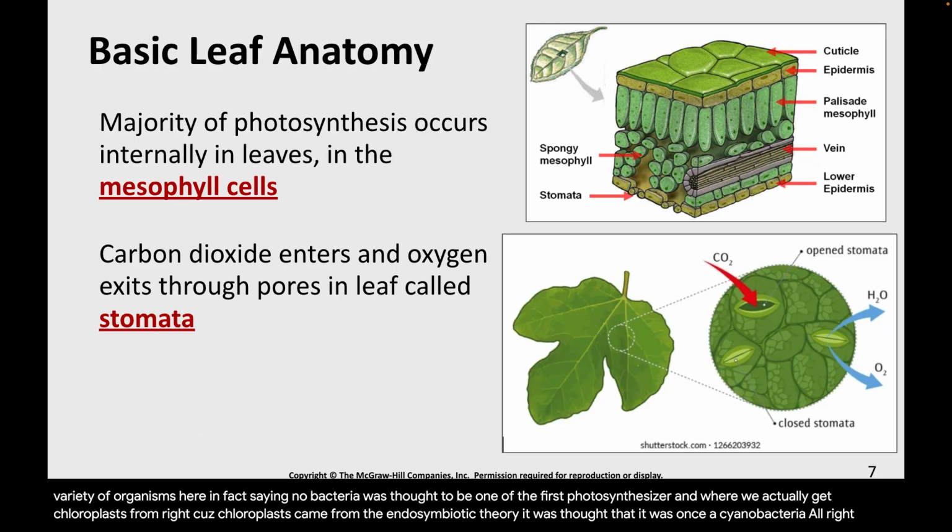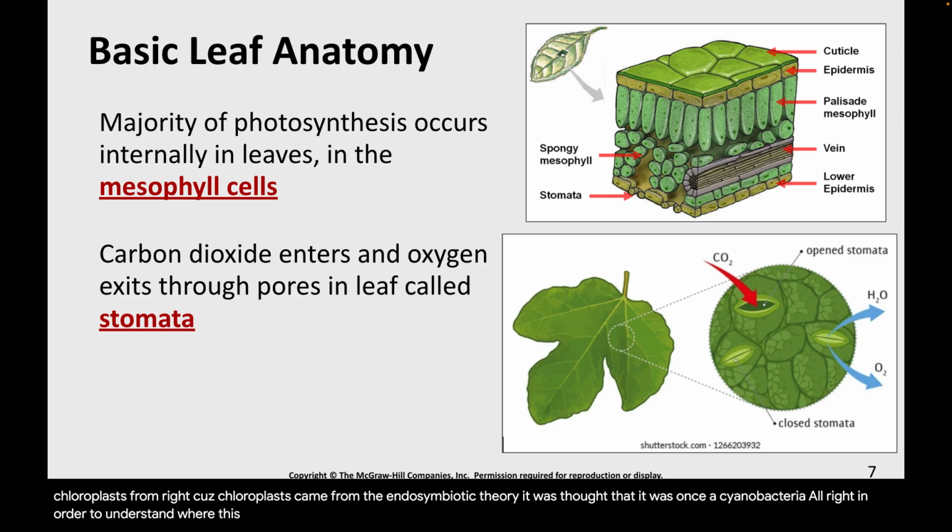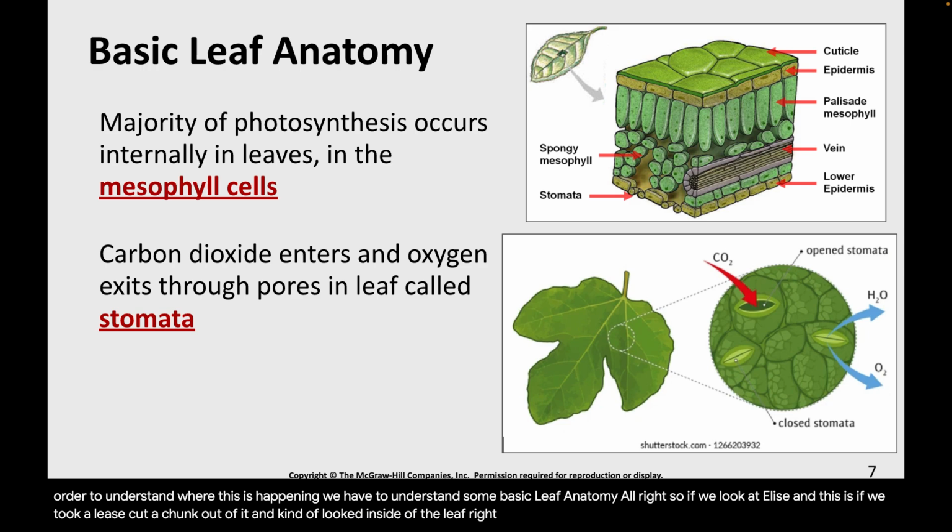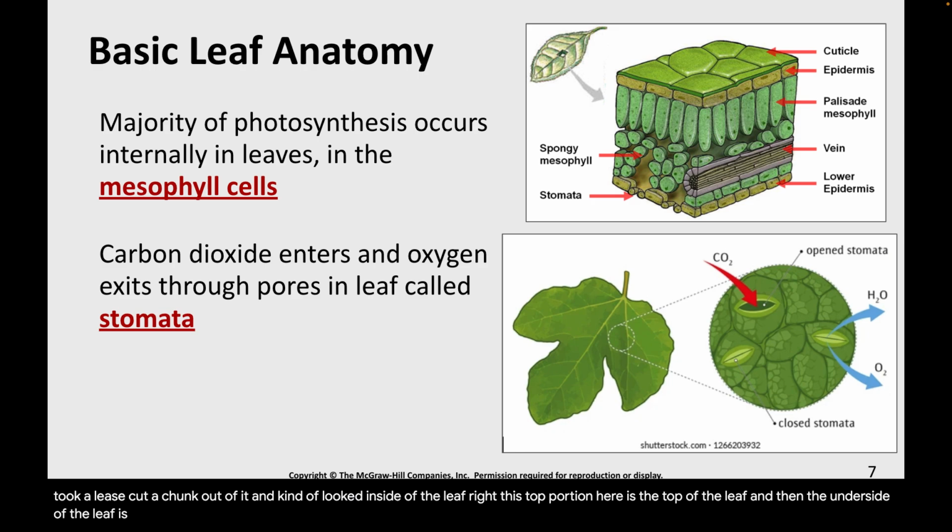All right, in order to understand where this is happening, we have to understand some basic leaf anatomy. If we look at a leaf, and this is if we took a leaf, cut a chunk out of it, and looked inside the leaf, this top portion here is the top of the leaf, and the underside of the leaf is hidden in this image, but it's underneath this yellowish layer.